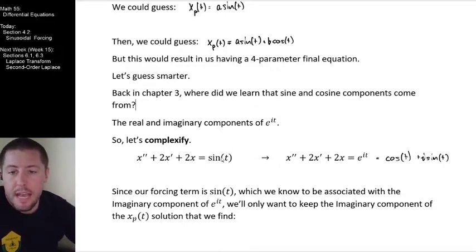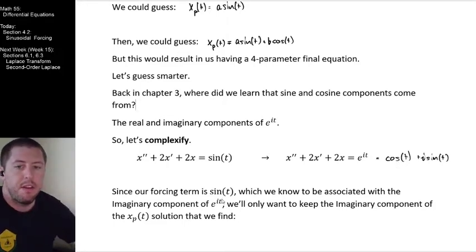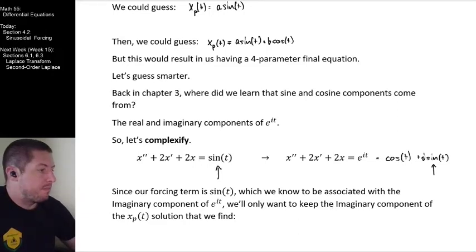If this was a cosine over here, then we would complexify, we'd find an imaginary solution, and then we'd only keep the real parts, because cosine is tied to the real component of our imaginary exponentials, right? So that's kind of what I'm saying in this paragraph here. Since our forcing term is sine of t, which we know to be associated with the imaginary component of e to the it, we're only going to want to keep the imaginary component of the solution that we end up finding here.